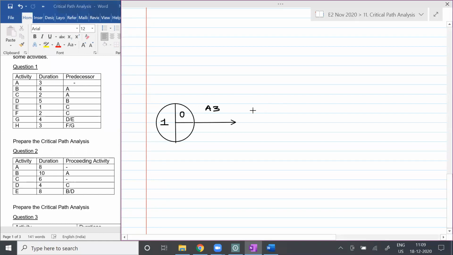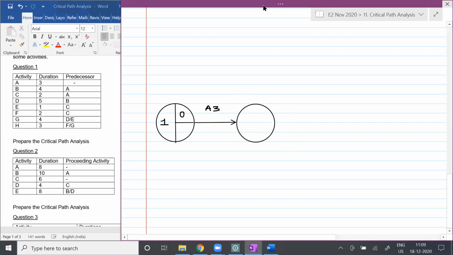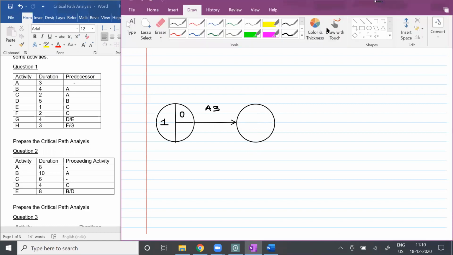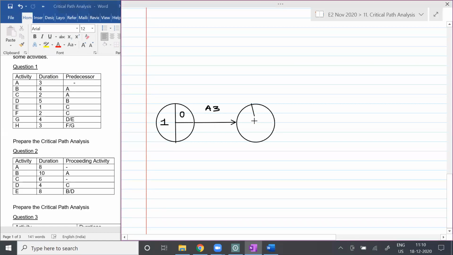And then, students, listen carefully. We do have another node. That means every activity will start with a node and end with a node. Are you clear with what I'm saying, students? Everything will start with a node and end with a node.